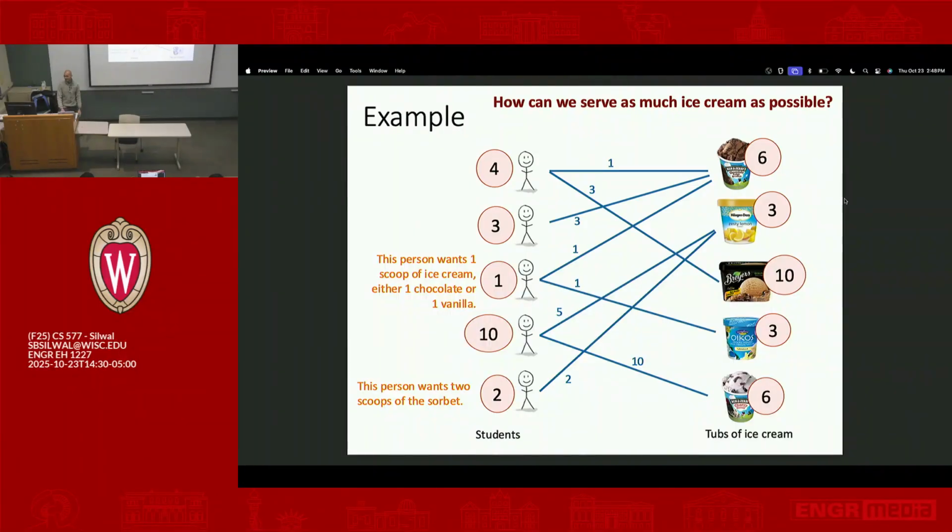So let's write it as a graph. On this side you have students, and on this side you have ice cream, and these big numbers say how many scoops of ice cream are in every tub. So some tubs are huge, they have 10, but some are small, 3. And this just says how many scoops of ice cream they want.